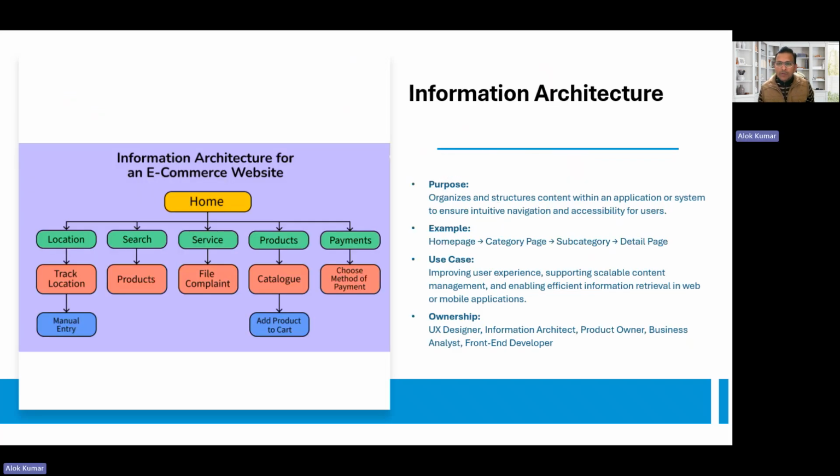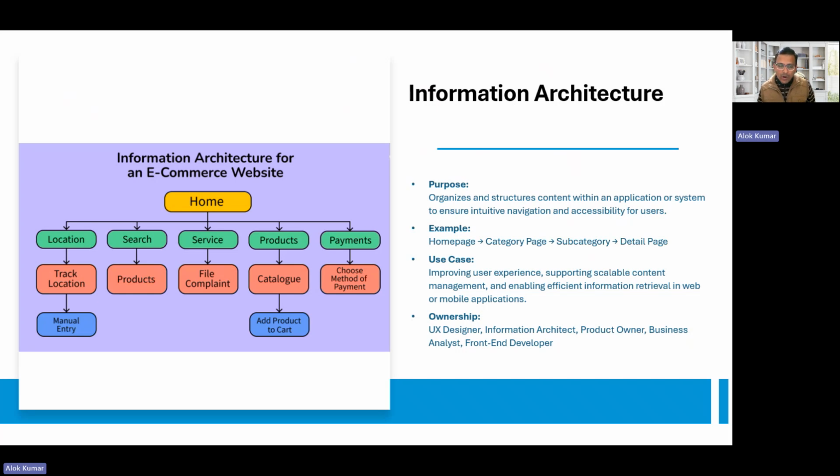The next one is information architecture. Information architecture is all about how the contents of your software product or digital product are organized, which tells the users of the application or digital product how they are going to navigate to see different outputs and different components. It's all about placements, navigation, menus, and different options.